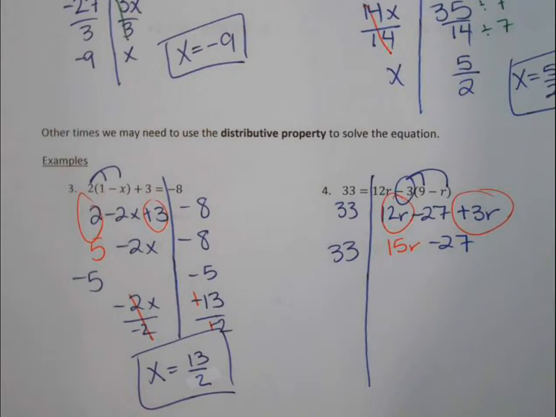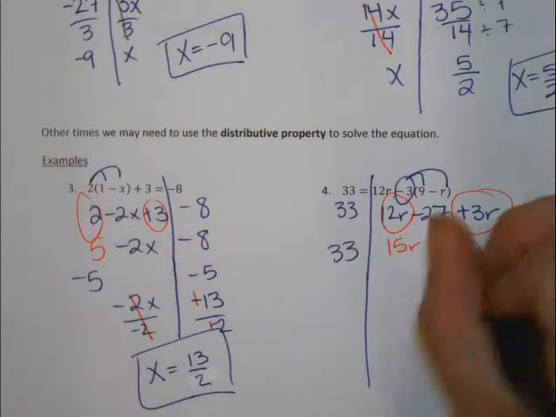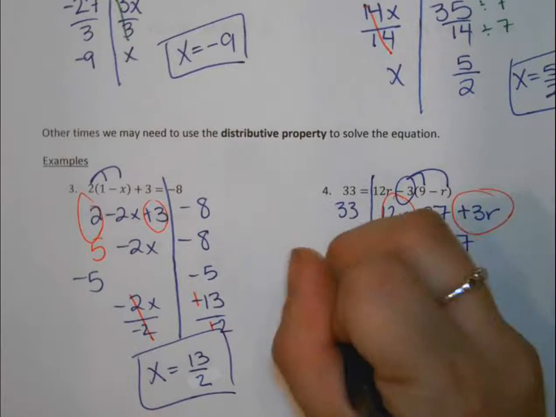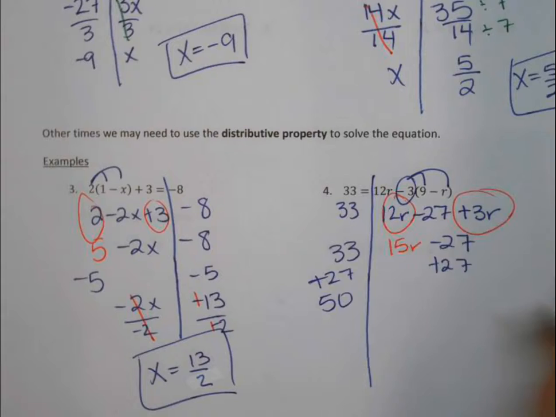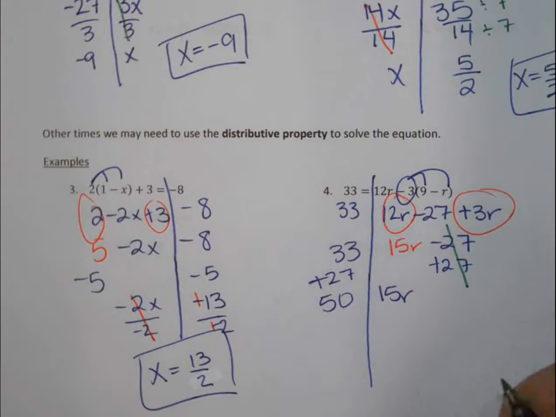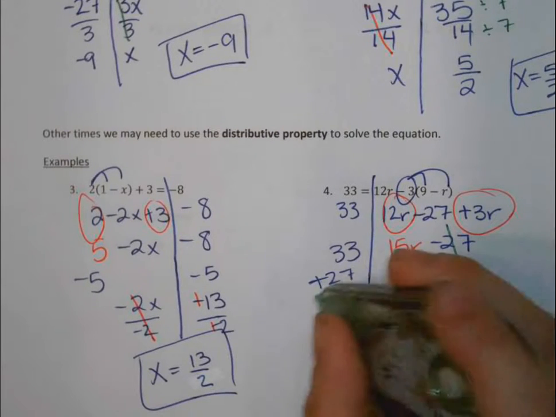And I want to move the number to the other side, so I'm going to add 27 to both sides. 33 plus 27 is 50. 15r stays where it is, the 27's cancel out. Then I'm going to go ahead and, dang it, I cannot add. This gave me 60.